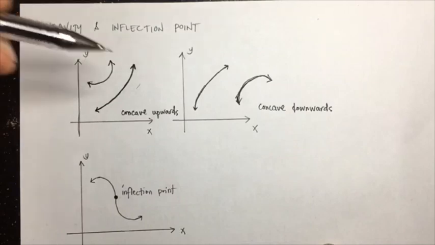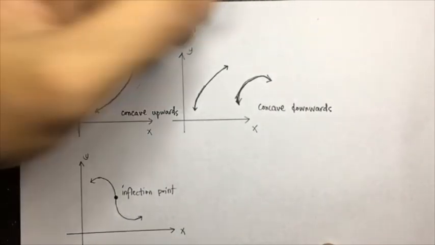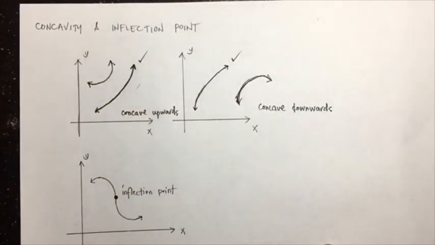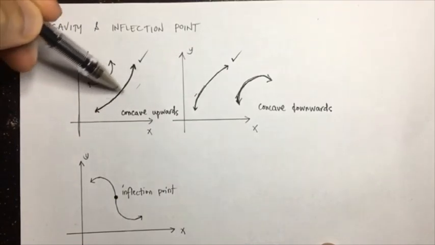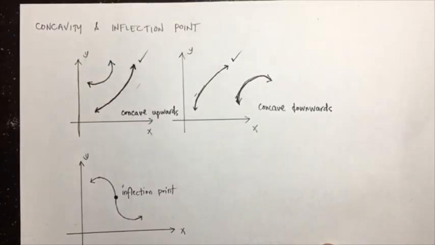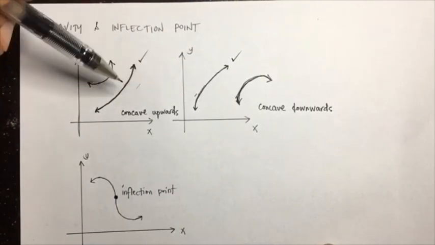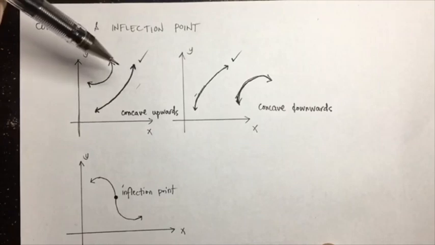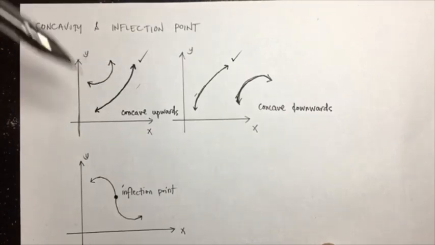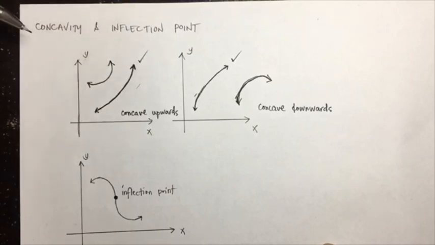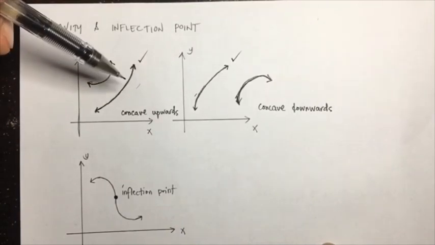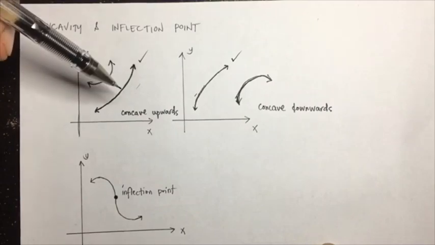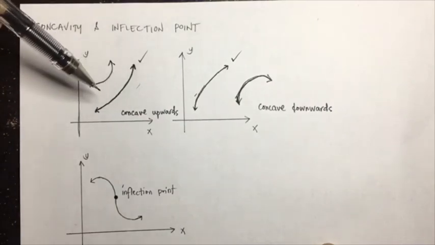Okay, so comparing this one and this one, those two curves, you can see that those two curves are increasing from left to right. So both of their first derivatives are positive. However, the first derivative cannot be used to describe if it's concave downwards or concave upwards, because as you can see, the slopes of the tangents are both positive.